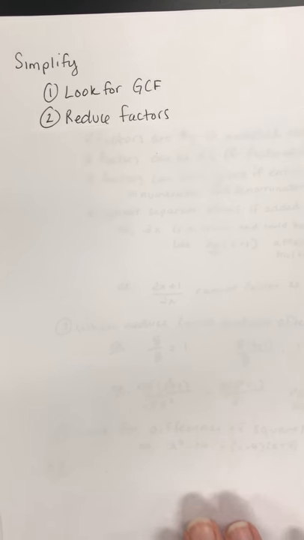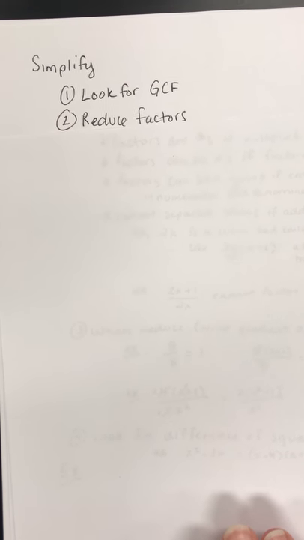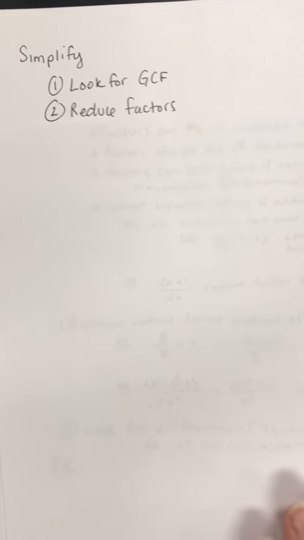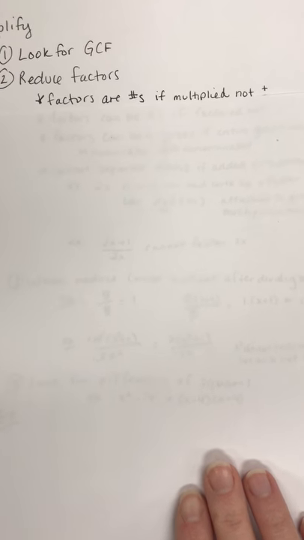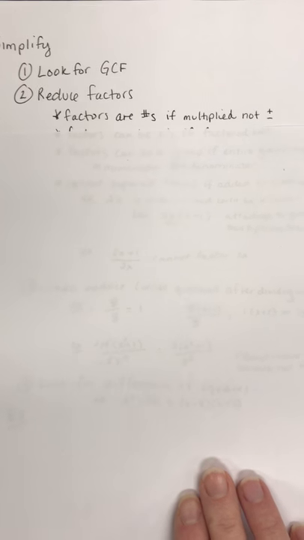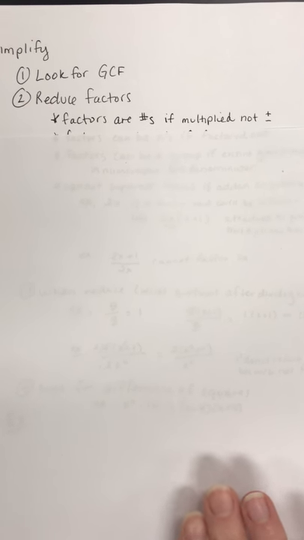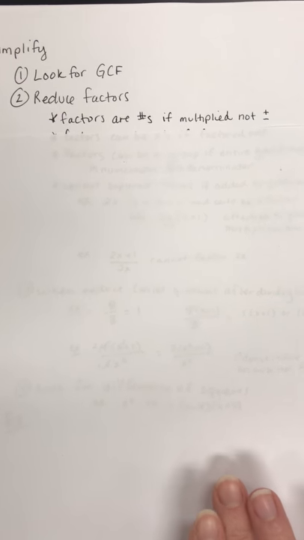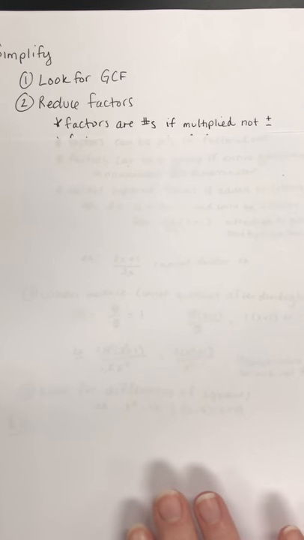The second thing you're going to do is try to reduce factors. And when you reduce factors, you can only reduce factors, you cannot reduce terms. So what do I mean by that? What I mean is factors can be numbers if they're multiplied into the numerator or if they're multiplied into the denominator, but not if they're added and subtracted. So 2 times x, those two numbers are being multiplied. 2 plus x, you can't just cross off a 2 or just cross off an x. I'll show you a couple of examples.